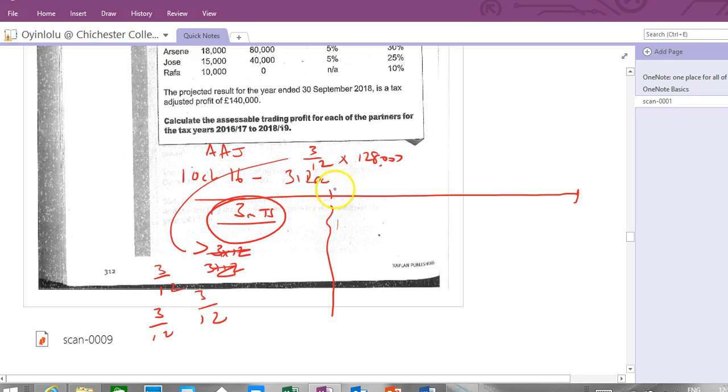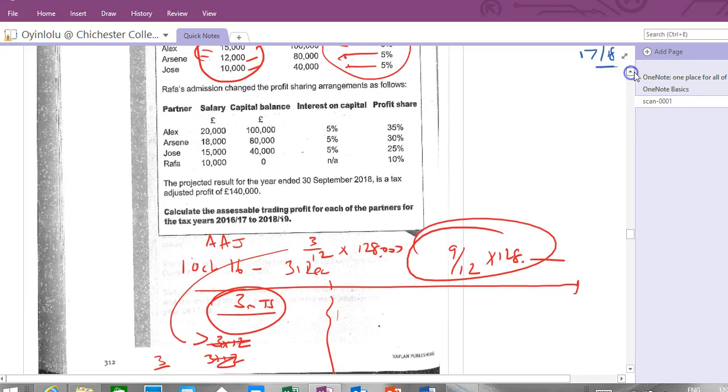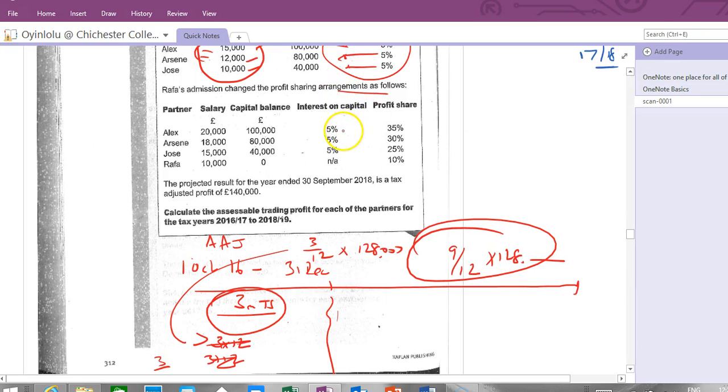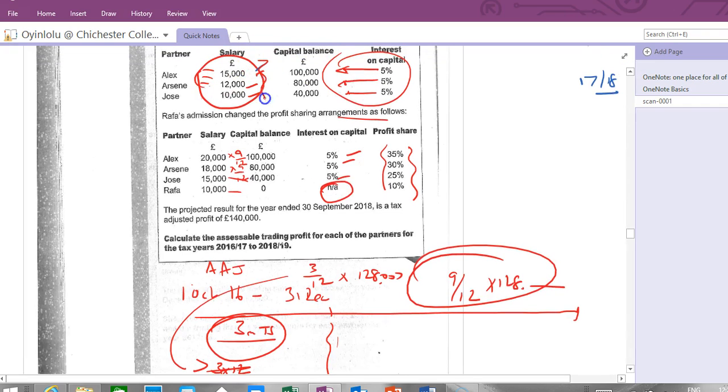It's from when Rafa joins that whatever's left, so 9 over 12 times 128,000, has to now get treated according to their new agreement. So Rafa gets no interest, and they share things in this very interesting percentage profit sharing ratio. Those are their new salaries, but all these salaries will of course be multiplied by 9 over 12, because there's only 9 months of trade with Rafa in there. But we will use the old salary ratios times 3 over 12 in the first 3 months, right?